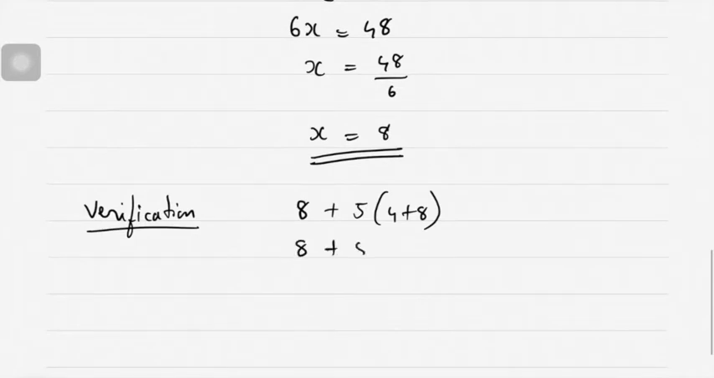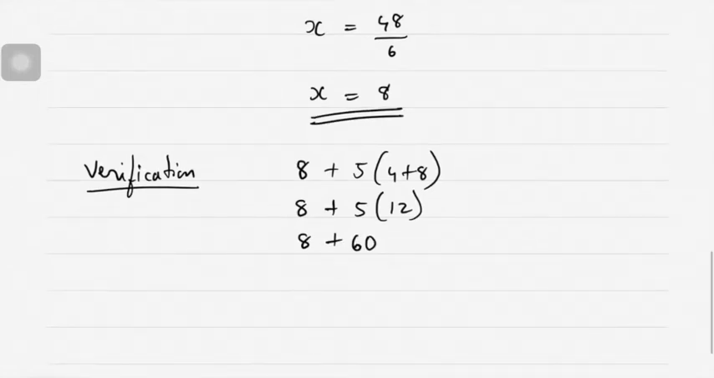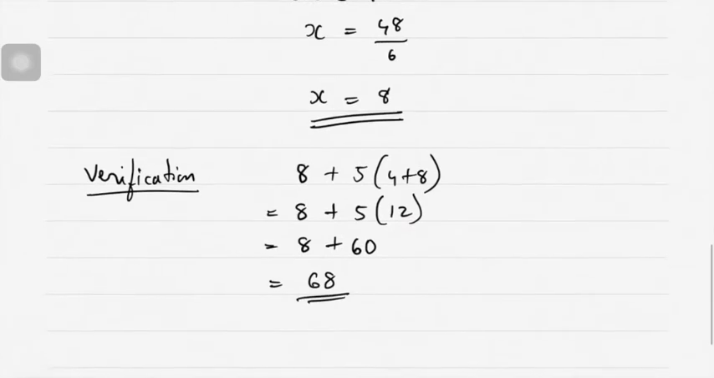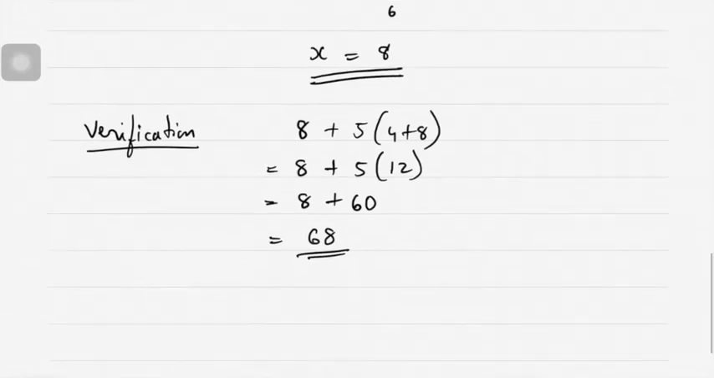So 8 plus 5, 4 plus 8 is 12, right? 8 plus 5 times 12 is 60... which is equal to 68, and which is equal to the right hand side. So LHS is equal to RHS. That means your equation is right. Correct? That means the value of x is 8. It is correct. Okay. Next question.